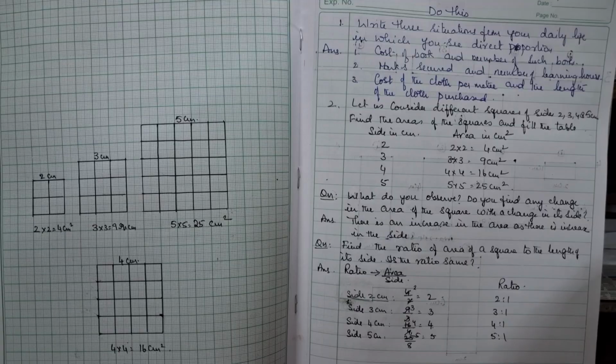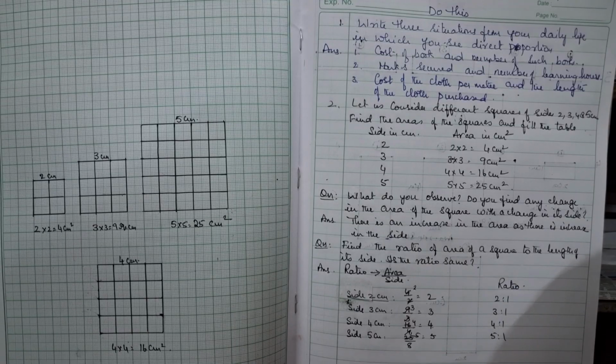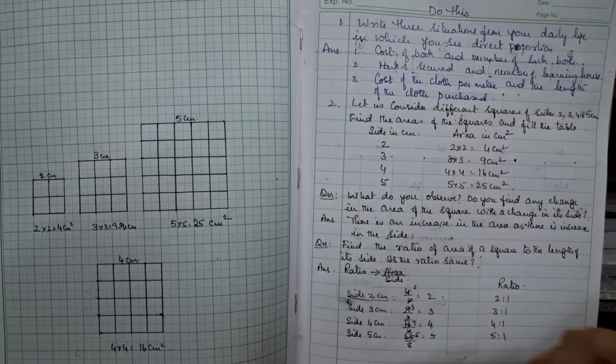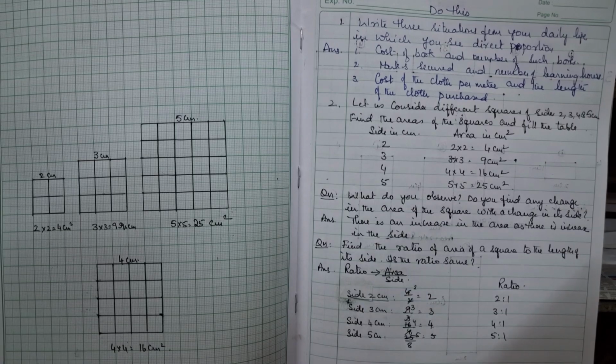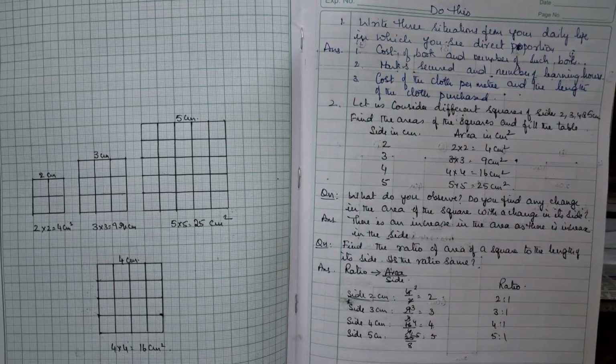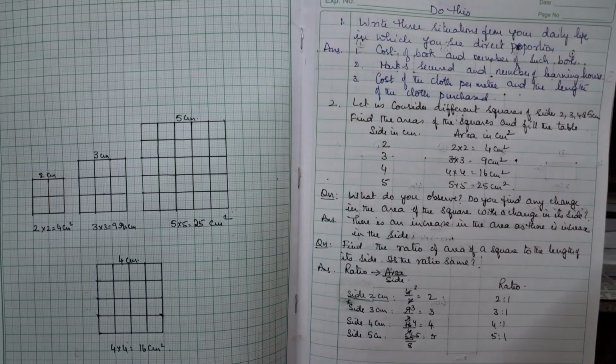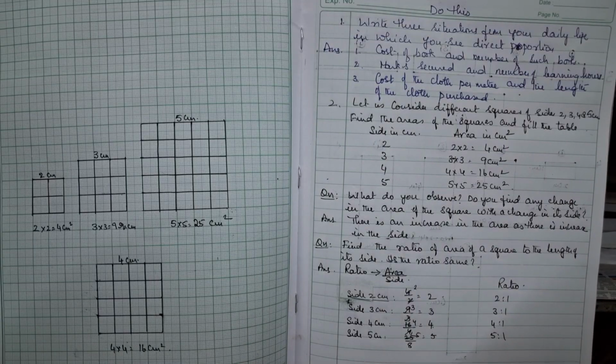So say whether the ratios are same or not same. So what you can say, ratios are not same means they are not directly proportional to each other. Please note it down, children. This is second problem.